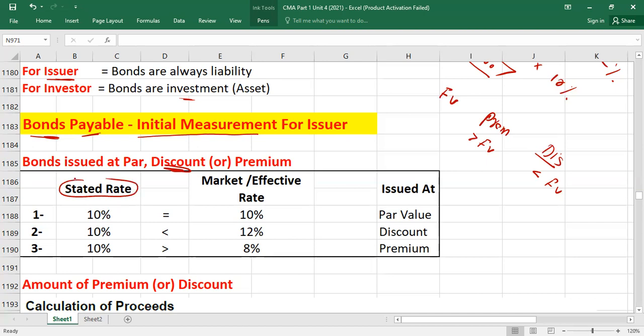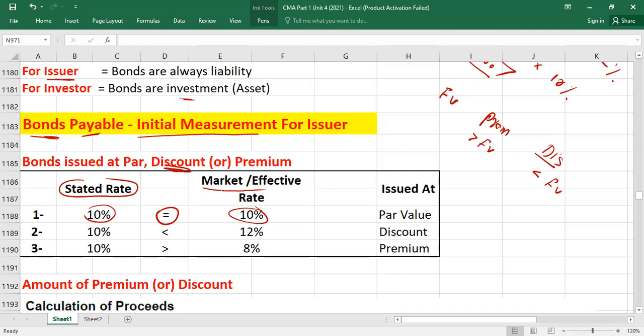The stated rate is the one mentioned on the bond. We will compare it with the market rate. Market rate is also called the effective rate. What is the market rate? It is what is prevailing in the market, maybe the bonds market. Okay, so there you will have three scenarios. Number one, if the stated rate, for example 10%, is exactly equal to the market rate, it means you are going to pay interest equal to the market rate. You are not going to pay more or less than the market rate.